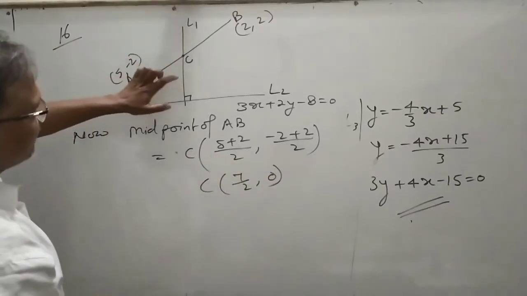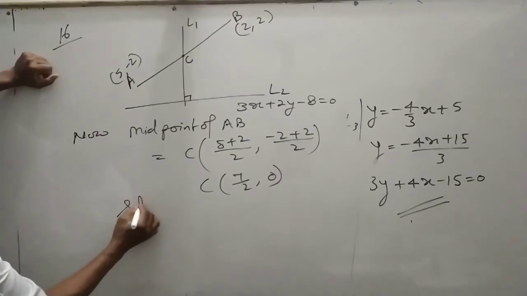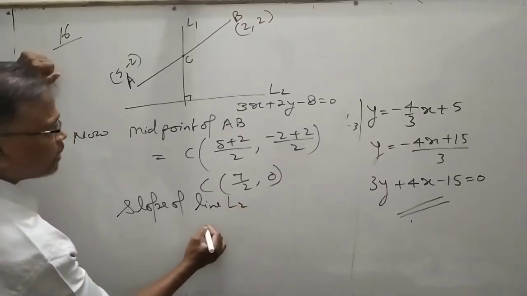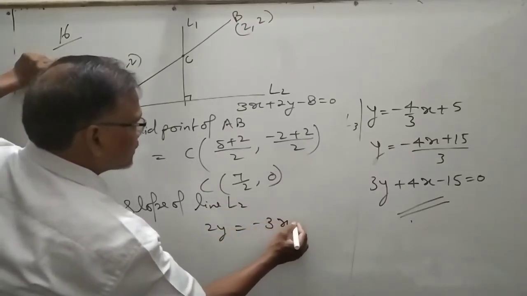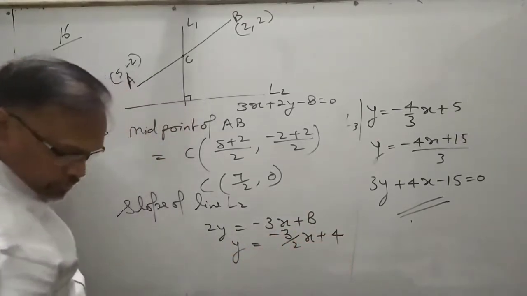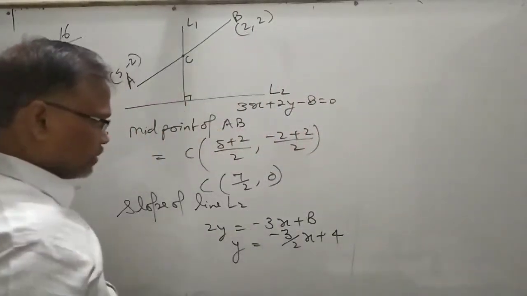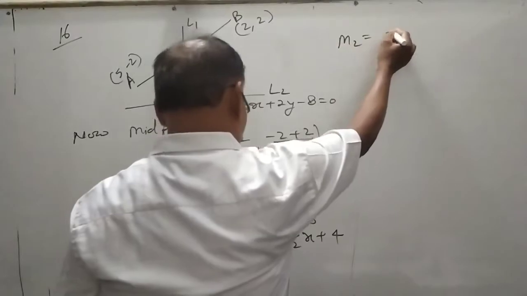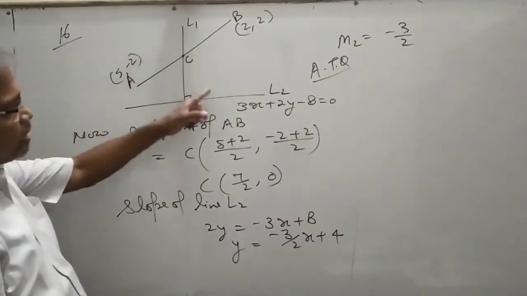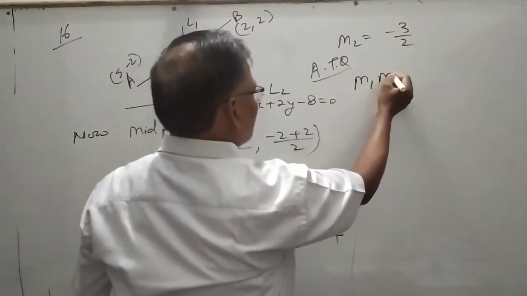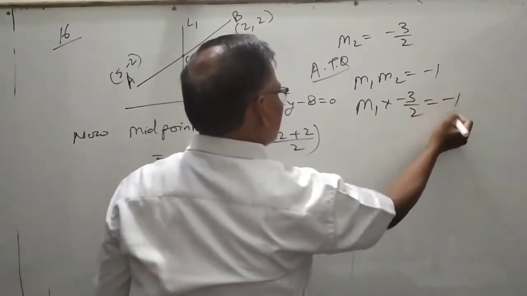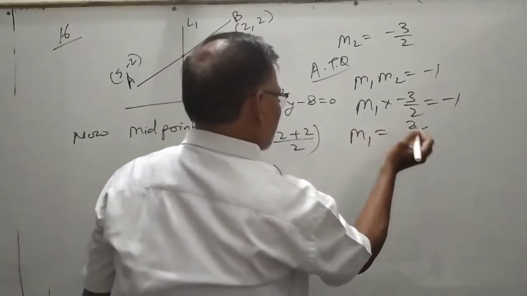Meaning we got one point of this line, now we only need the slope. Slope of line L2: 2y is equal to minus 3x plus 8, or y is equal to minus 3 by 2 x plus 4. So the slope is minus 3 by 2. According to the question, because these two lines are perpendicular, m1 m2 is equal to minus 1. So m2 is minus 3 by 2, so m1 is equal to 2 by 3.